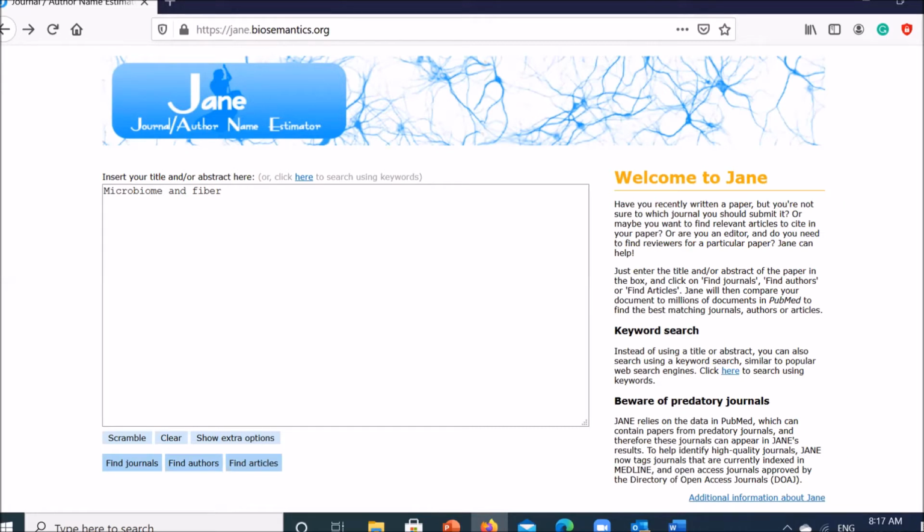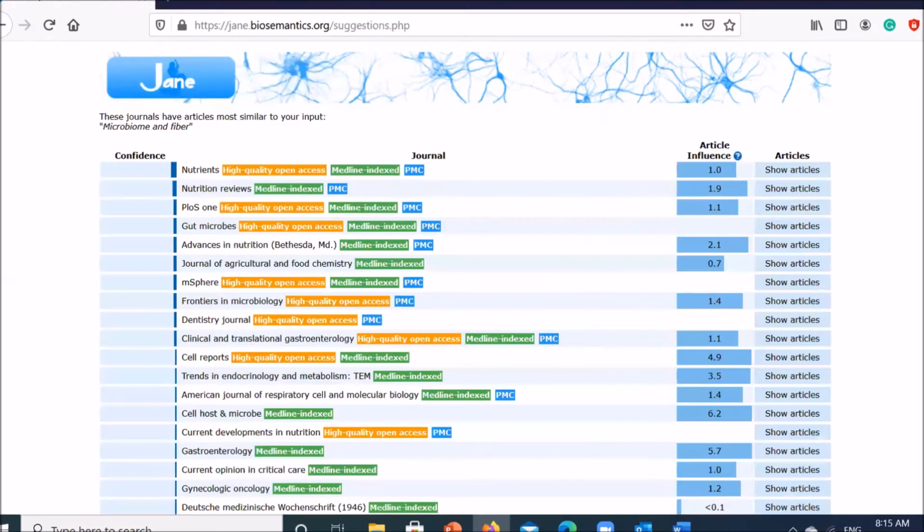So I put here microbiome and fiber. By the way, this is the title of my latest manuscript that we are trying to submit. And then let's see in the next slide what they came up with as suggestions. So here you have suggested names: Nutrients, Nutrition Reviews, PLOS ONE, Gut Microbes, Advances in Nutrition, and so on.